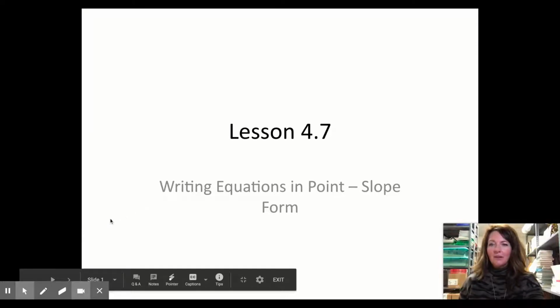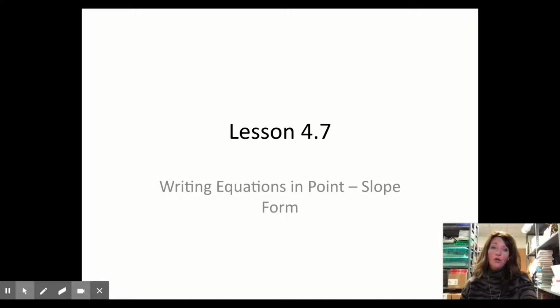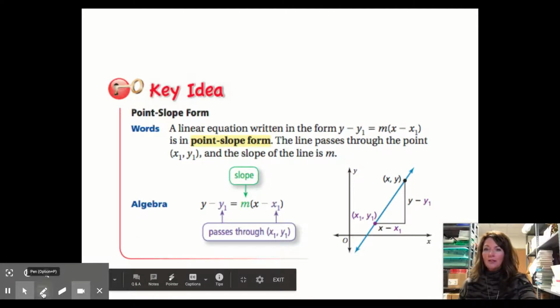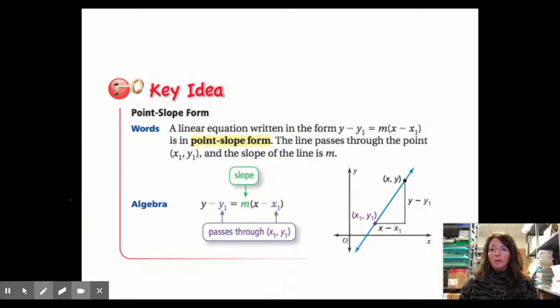All right, here we are in lesson 4.7. We are going to learn a new form of writing equations of the linear form. This is called the point slope form. So, what we've learned in this chapter, we have standard form.